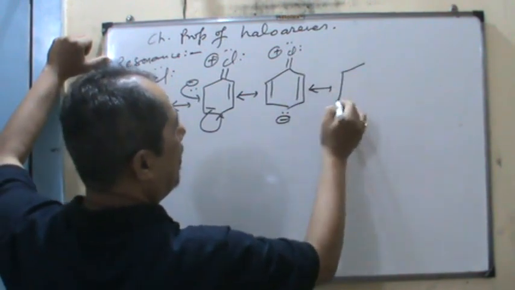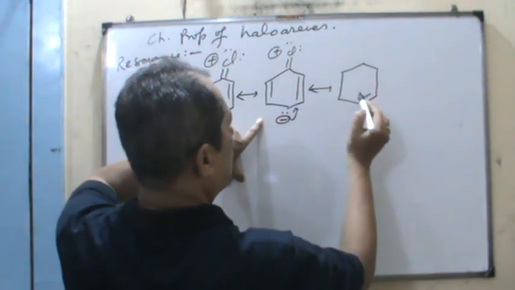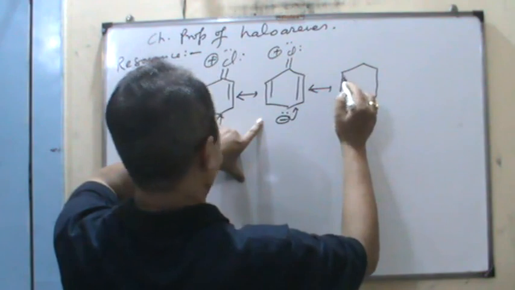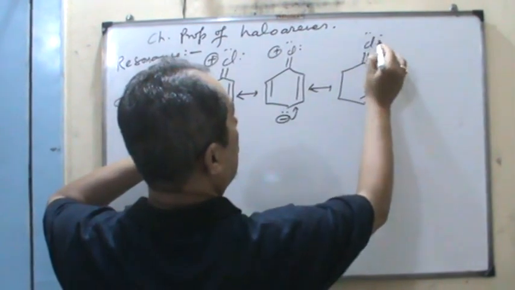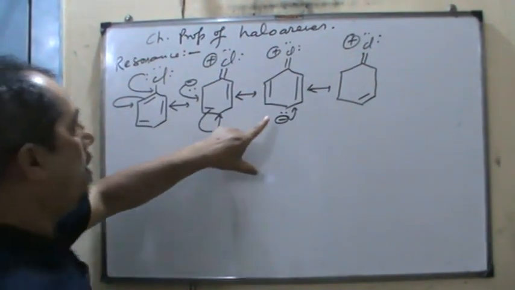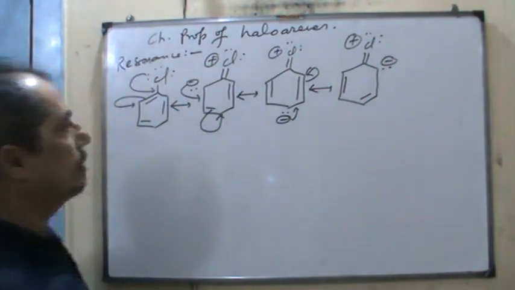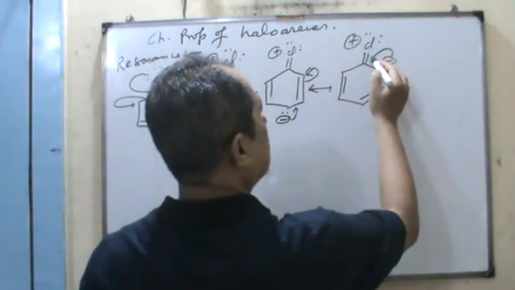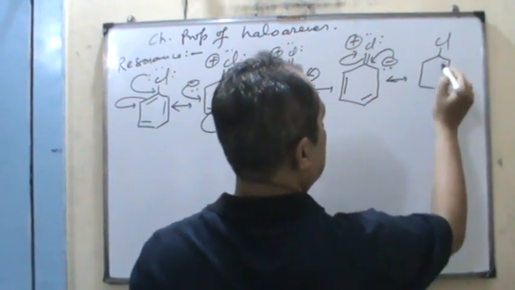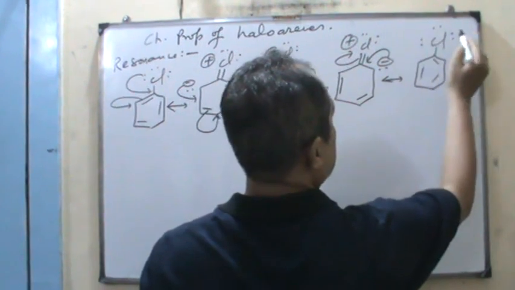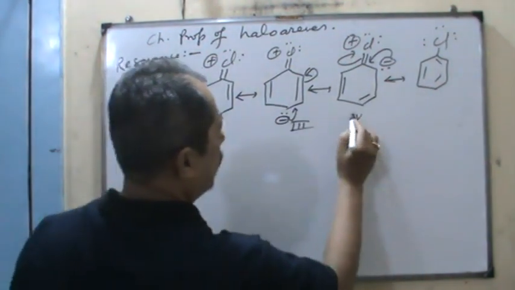Now finally again there is resonance, and then this pi bond is shifting to this point, and then this pi bond is here, double bond, it is the positive charge. Now next time this pi bond will be here, and finally it is here and getting back. Finally we get chlorobenzene.